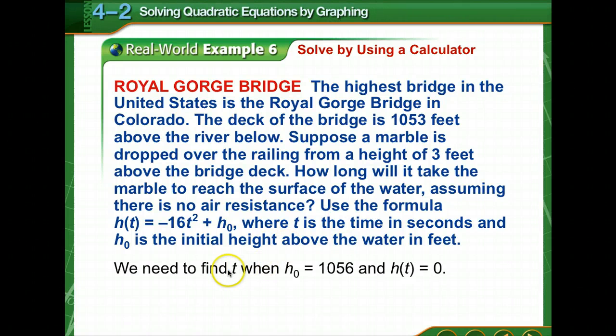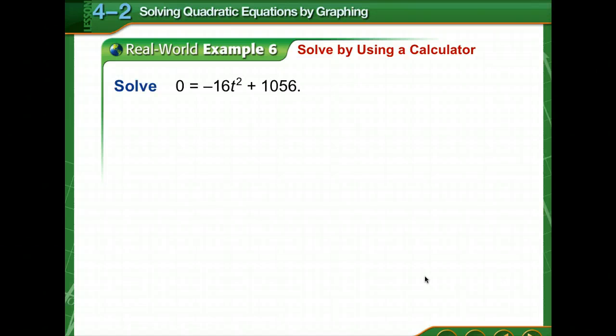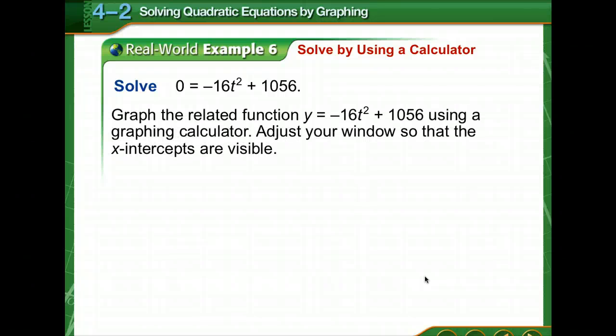Okay, so we need to find t when h of 0 is 1056 and h of t is equal to 0. So 0 is equal to negative 16t squared plus 1056. So you're going to graph that function. Now just because it says t, that shouldn't be a problem. If you just use that variable key, it doesn't matter if it's t or x or what.